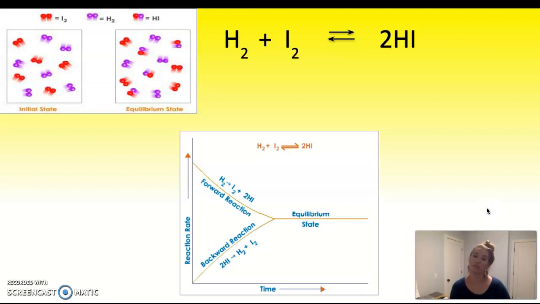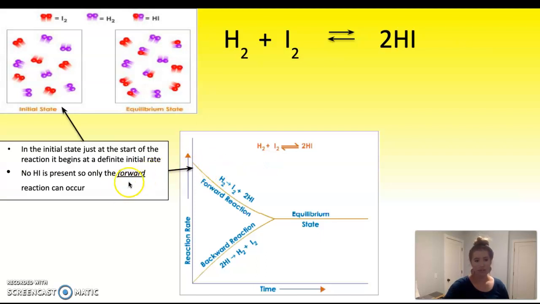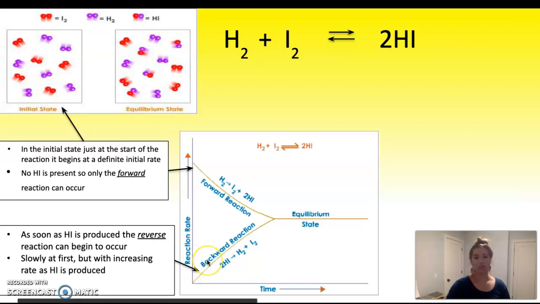Okay, let's look at this graph for a moment. We have hydrogen gas and we have iodine gas, and we're creating this hydrogen iodide. Okay, and so at time 0, it's all reactants. We have our hydrogen gas and our iodine gas. But over time, what we see is a forward reaction has to occur because we don't have any product for a reverse reaction to occur. But as soon as we start getting this hydrogen iodide, now it's capable of going in the reverse direction.